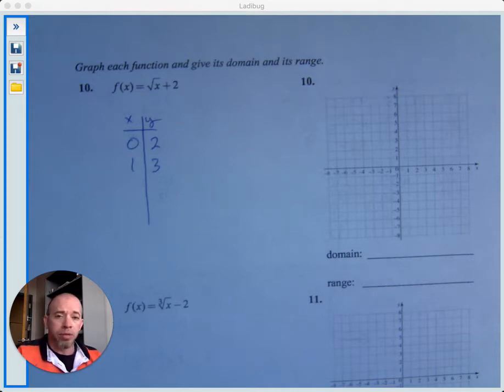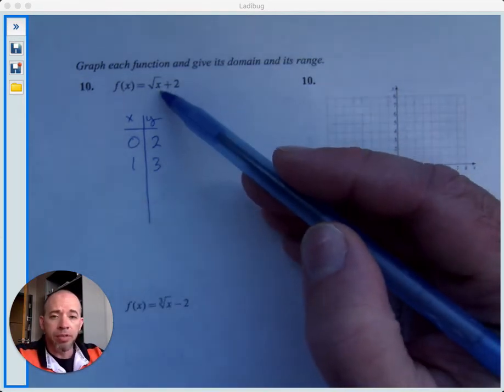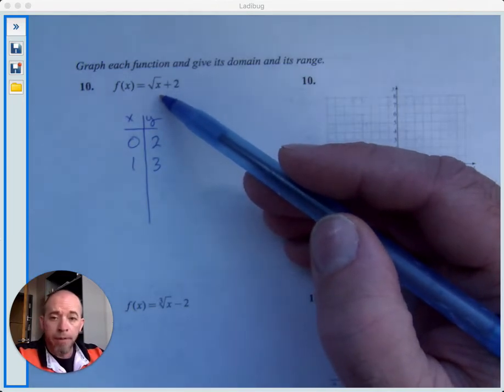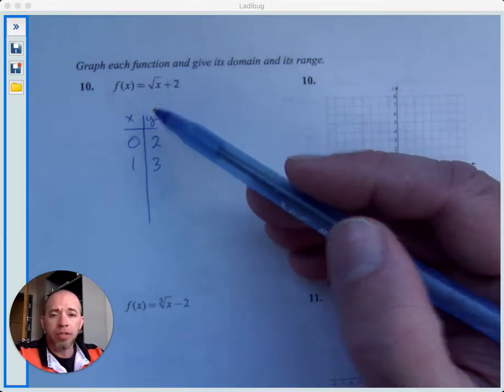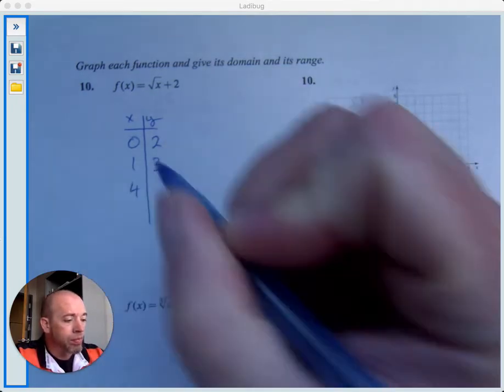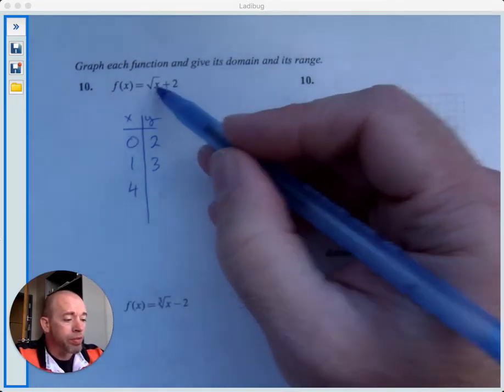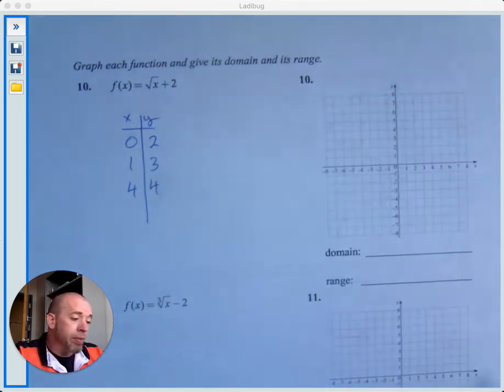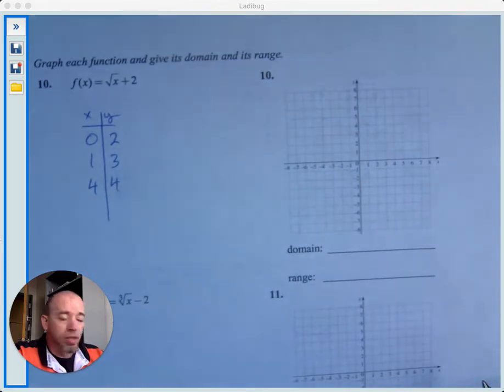Could we plug in 2? Well, square root of 2 is not a pretty number, so let's not plug in 2. Square root of 3, still not a pretty number. The next perfect square we run into is actually 4, right? So let's plug in 4. Square root of 4 is 2. 2 plus 2 is 4. So we have 3 points there. Let's go ahead and plot those and see what we get.